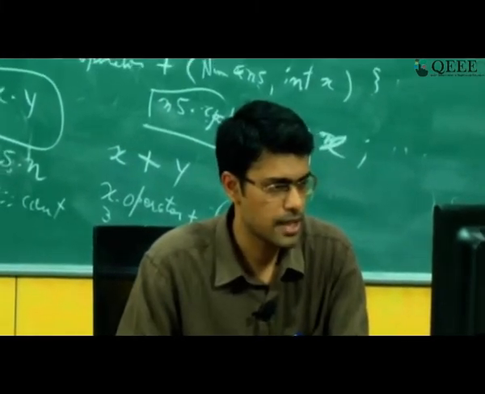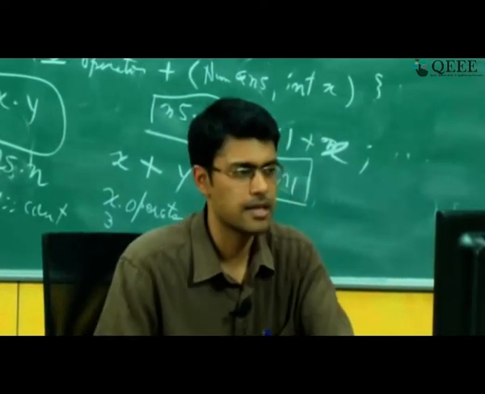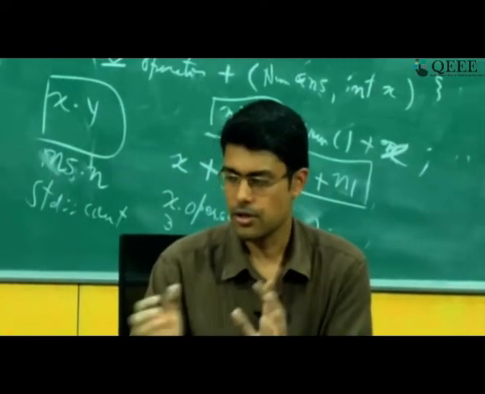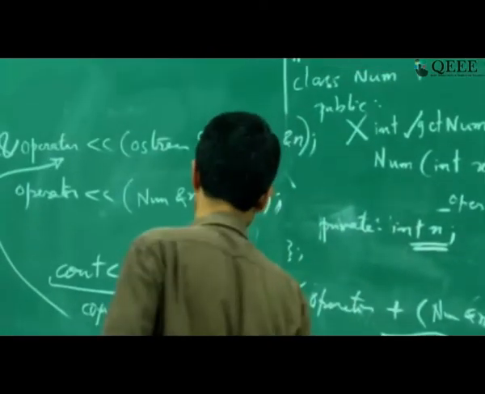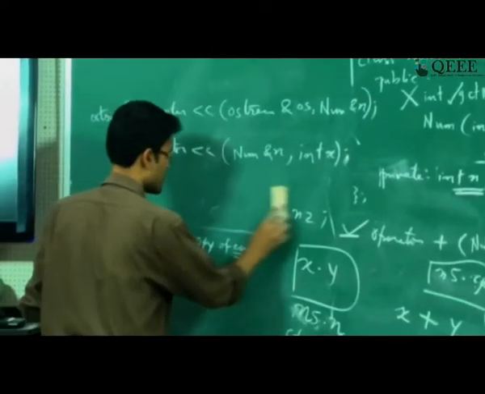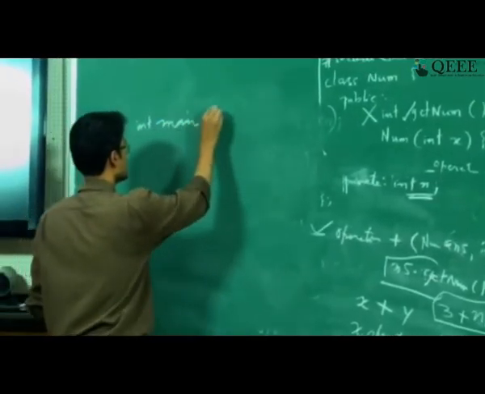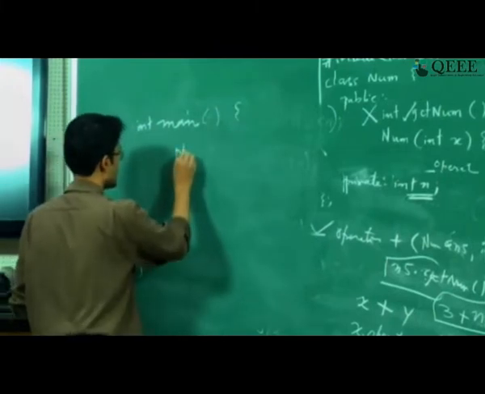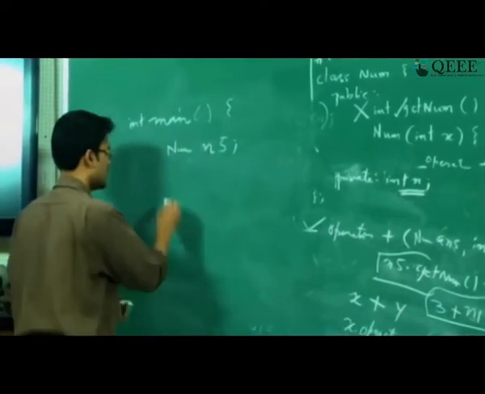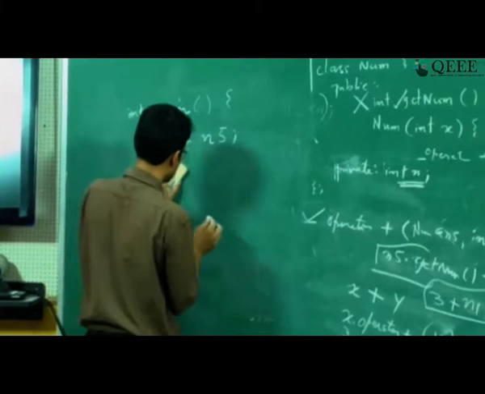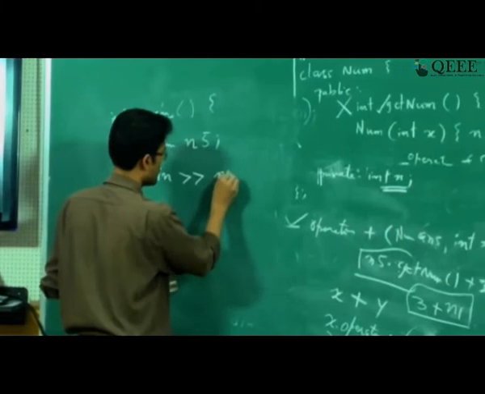So we are on slide number 21, and what we wanted to do is essentially cin also supports the right shift operator, and that is what we wanted to do. So for example, let me just write that down. That there is some num n5, let's say, and then I want to say cin right shift n5.